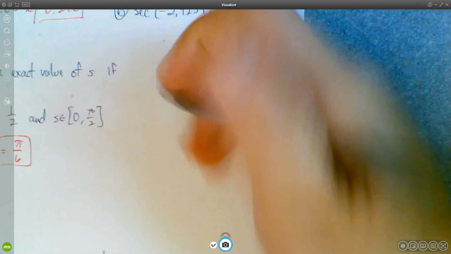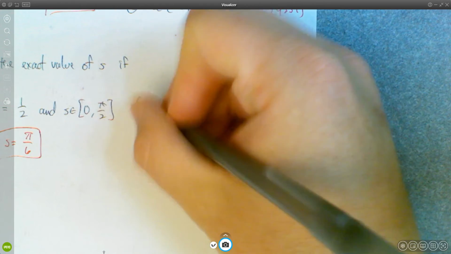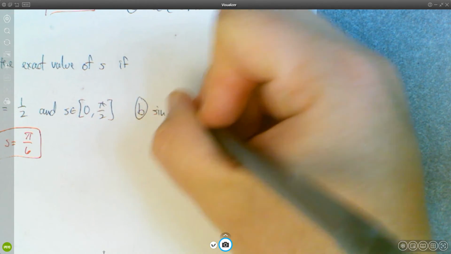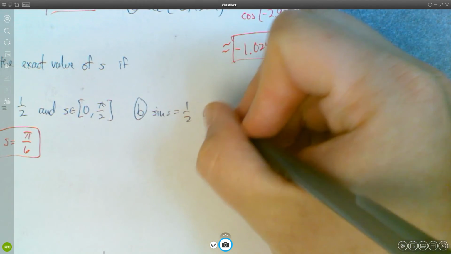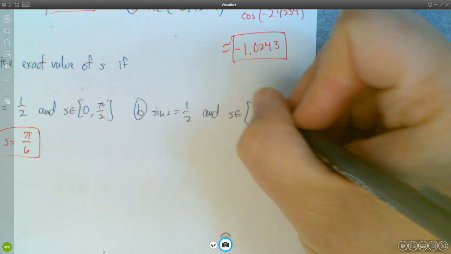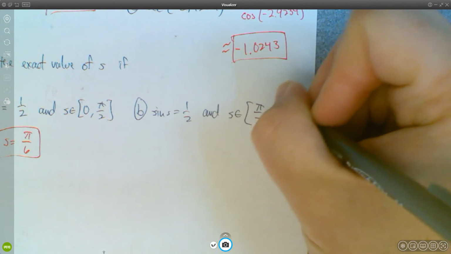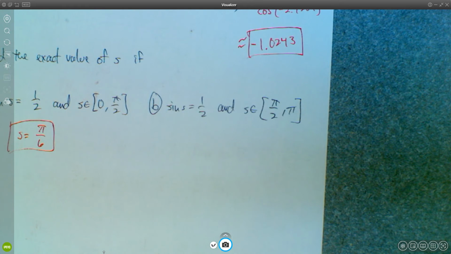Okay, but let's say that, again, sine S is 1/2, but this time S is between pi over 2 and pi. So go ahead and give the video a pause, see if you can figure out what S should be in this case.